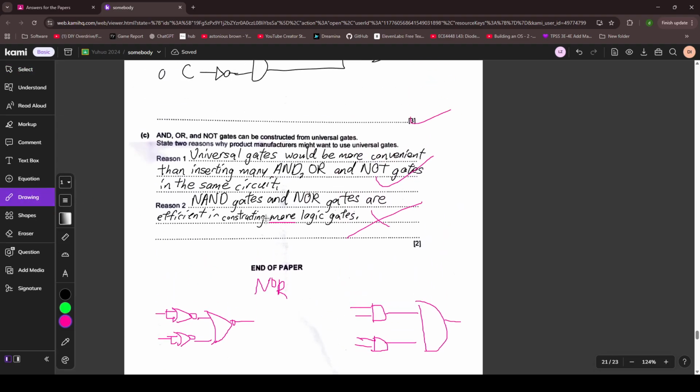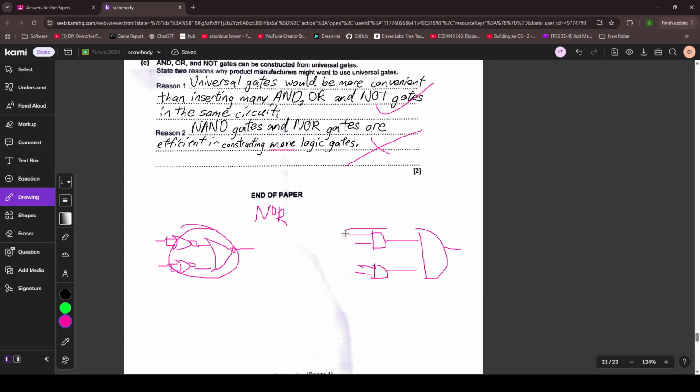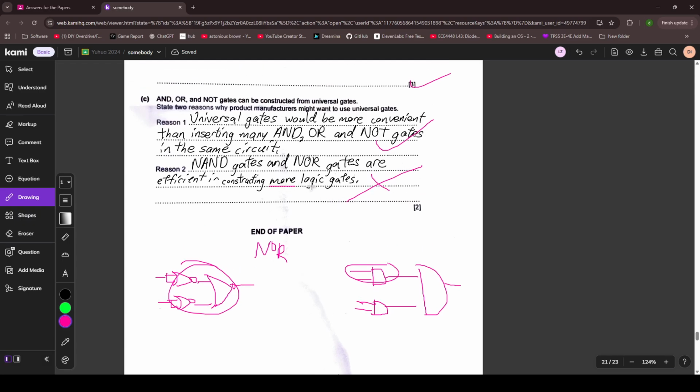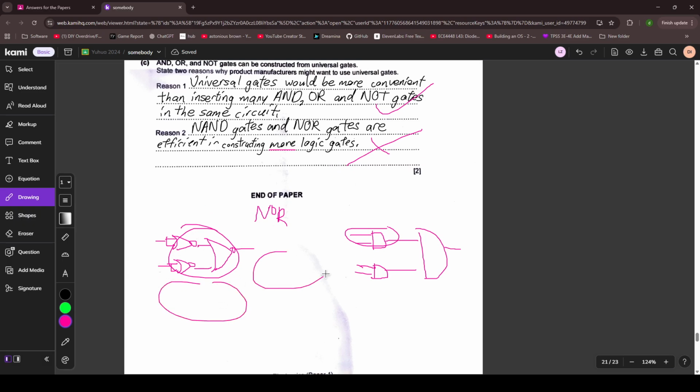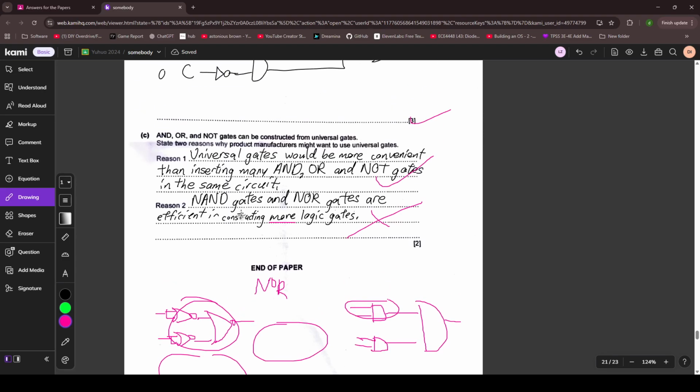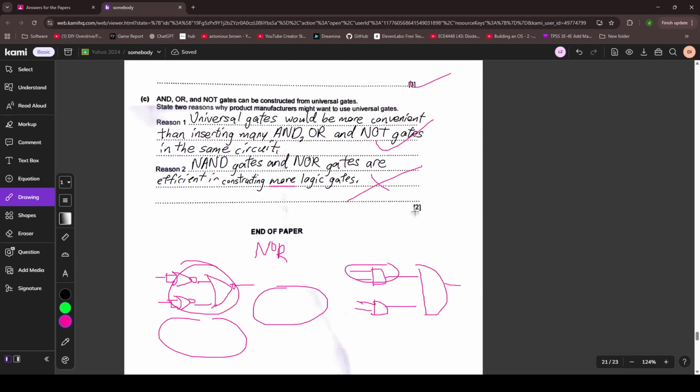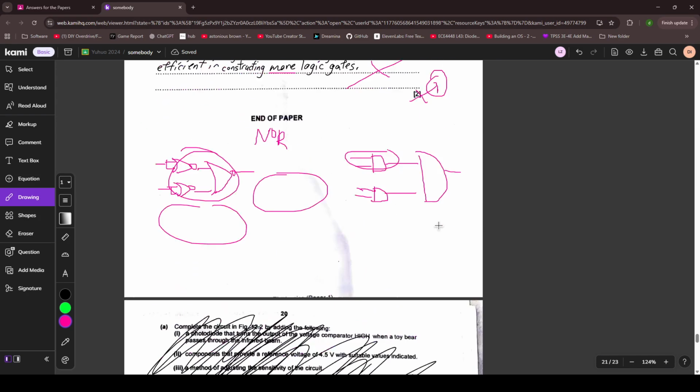So this statement is just false. It is not efficient at all. It is cost effective though, but you have to do all of this just for this. And then if you want to do more logic gates, you have to do this again and again. It's just utter chaos. So I don't agree with this point. Alright, so yeah, this is 1 mark. And then I guess that's done.